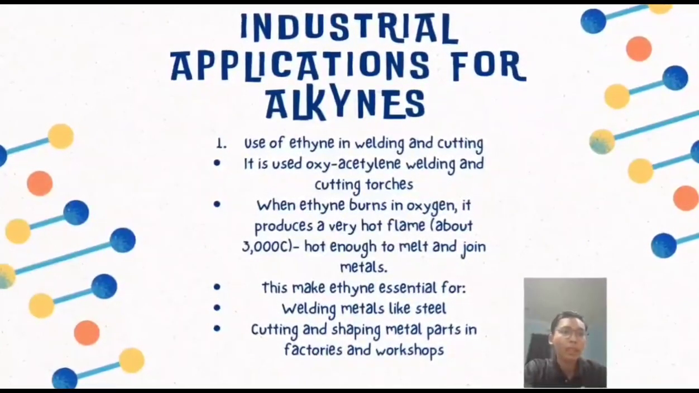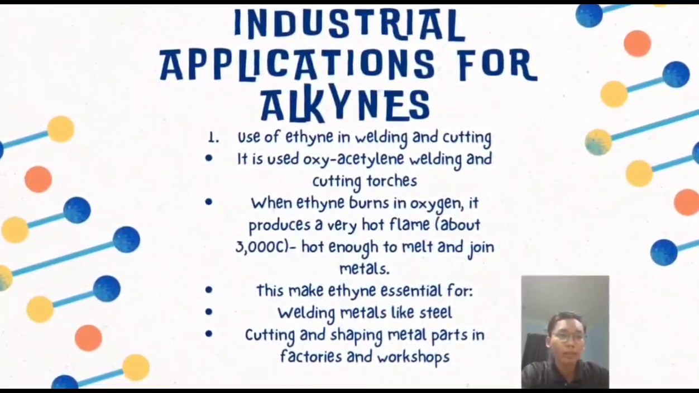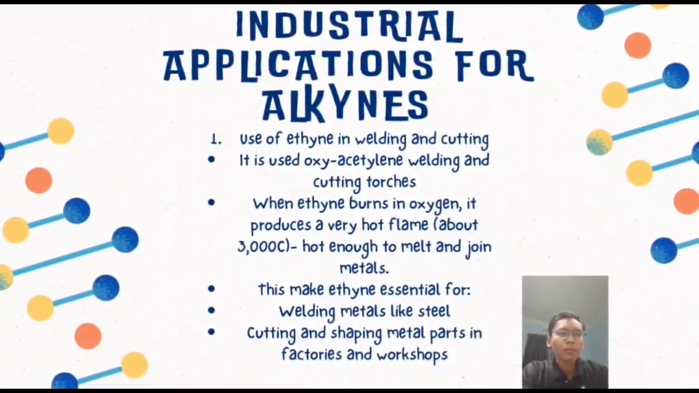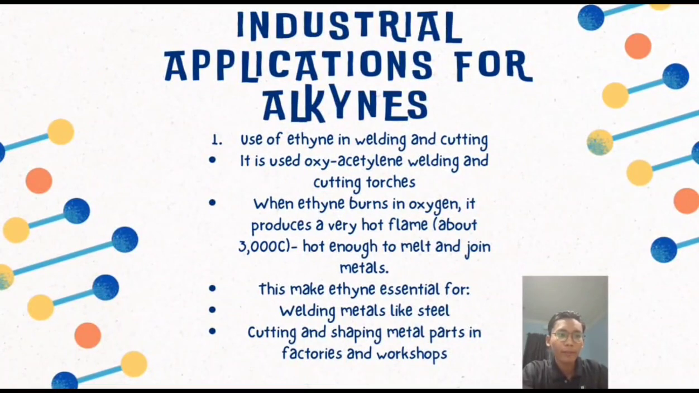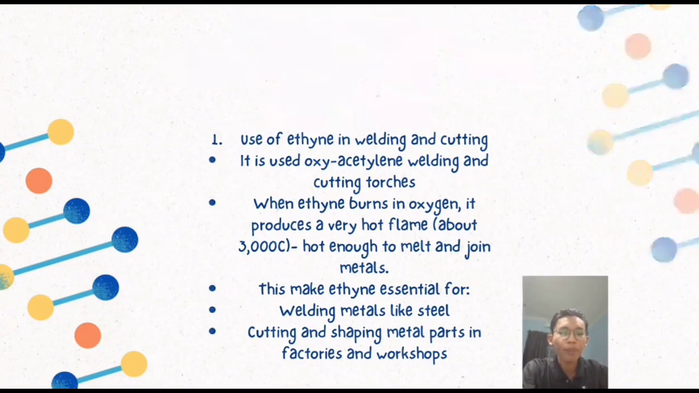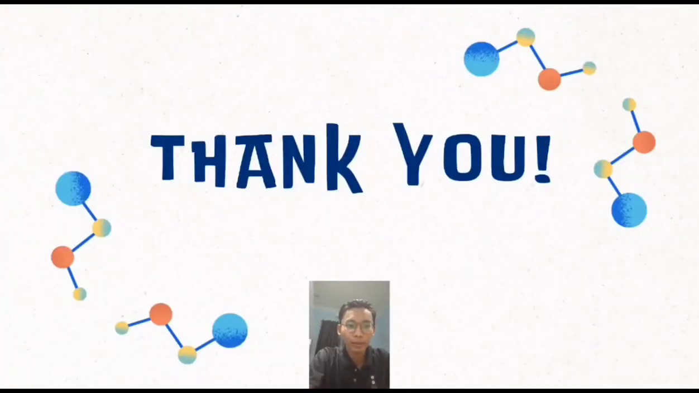Last but not least, industrial application of alkynes. Firstly, use of ethyne in welding and cutting. It is used in the oxyacetylene welding and cutting torch. For example, when ethyne burns in oxygen, it produces a very hot flame, about 3000 Celsius, hot enough to melt and join metal. This makes ethyne essential for welding metal like steel, and cutting and shaping metal parts in factories and workshops. That's all from me. Thank you.